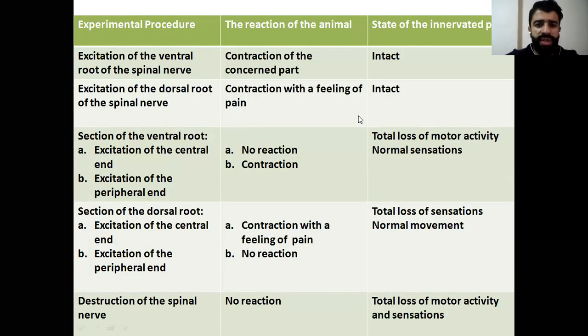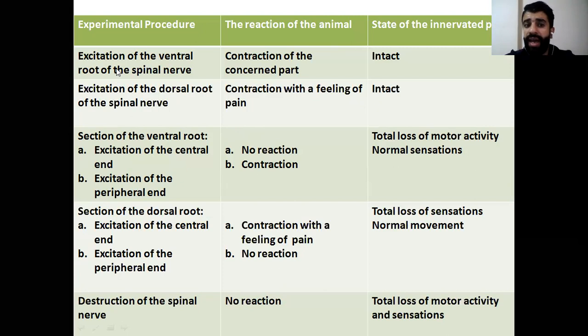This experiment includes different steps. First of all, they did excitation of the ventral root of the spinal nerve. We have contraction of the concerned part. Whereas in the second experiment, we have the excitation of the dorsal root of the spinal nerve. You know that we have the ventral root and we have the dorsal root, and these notes you have to know and study. After excitation of the dorsal root of the spinal nerve, there is contraction with the feeling of pain.